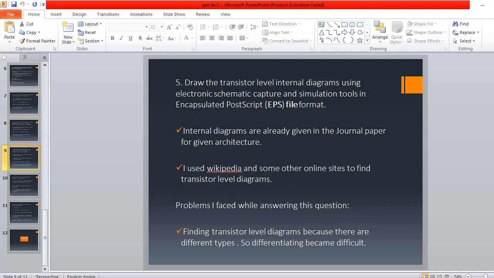The fifth question is to draw the transistor level internal diagrams using electronic schematic capture and simulation tools. Here I used online sites to get the internal diagrams which are mentioned in my journal paper. I also used Wikipedia for some information related to my internal diagrams, and also for transistor level diagrams.